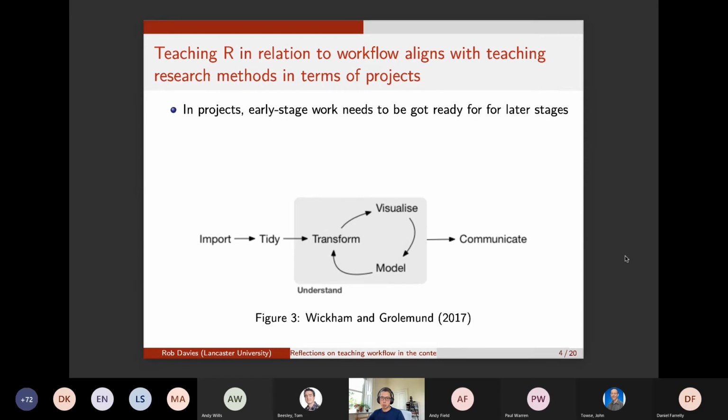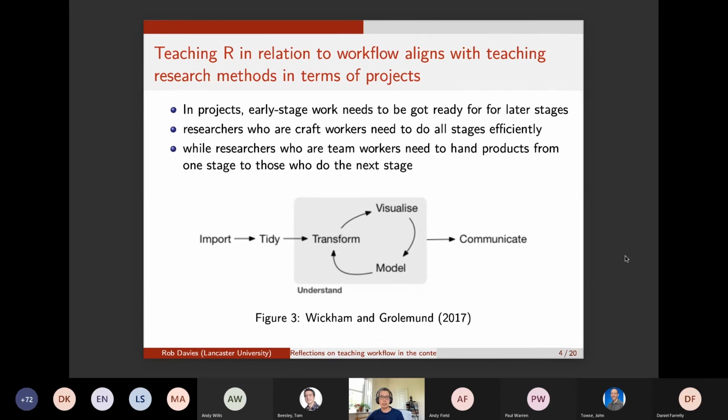In projects, we think about workflow because early stage work needs to be got ready for late stages. That's obvious, but it's typically not apparent in the way we traditionally teach statistics. But as Emily said, it's so important for productivity and effectiveness. For psychologists, we've got two kinds of researchers. We've got people you might call craft workers, who need to do everything from start to finish, and they need to do all the stages efficiently because they're the person who has to do everything.